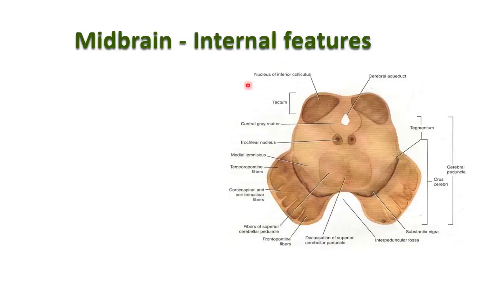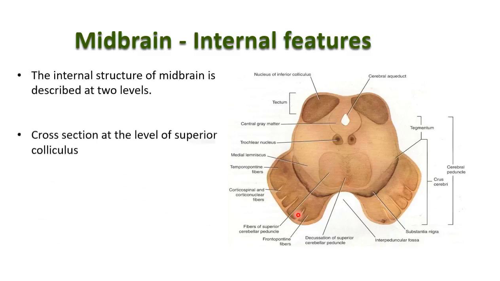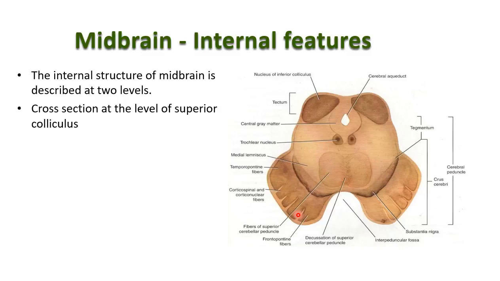Now, coming to the internal features of the midbrain, mainly you come across the ventral part, which is called the crus cerebri. The internal features are discussed at two levels, at the level of the superior colliculus and at the level of the inferior colliculus. First we are going to discuss the level of the inferior colliculus. But before that, we are going to see the internal features which are common to both levels.